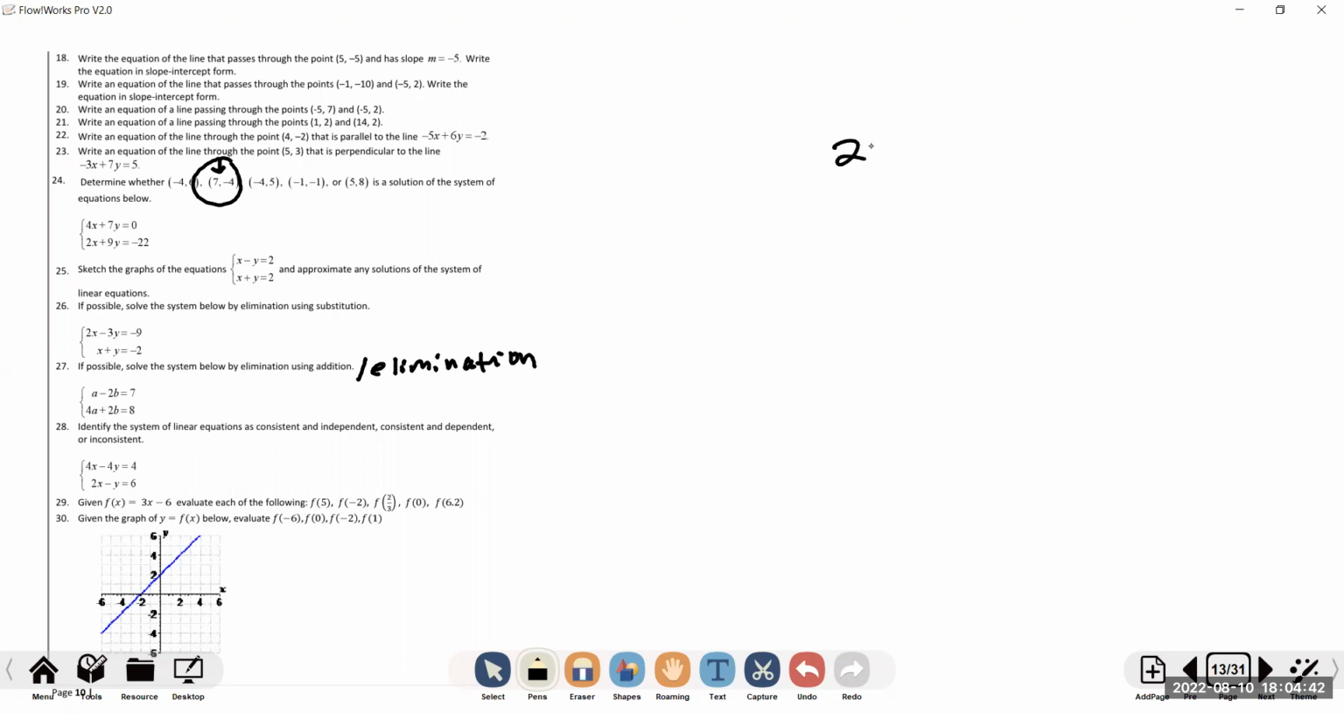So let's talk about when we use substitution and when we use elimination, because they're the algebraic means by which we usually solve systems of equations.